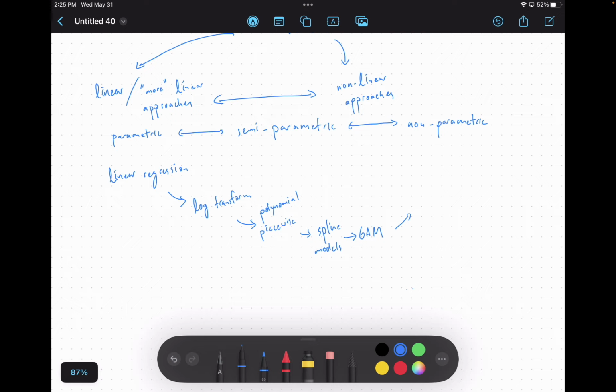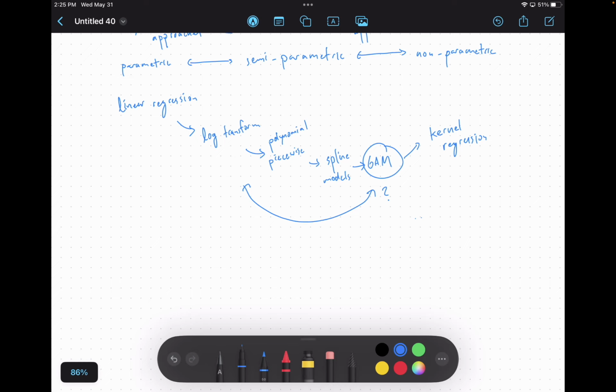What did we talk about? Splines are more in the semi-parametric. So this is, yes, kernel regressions. Kernel regression, this one I'm going to put a question mark to be maybe in between here. Okay? So generally, the thing to remember is the scale that we talk about for parametric versus non-parametric.